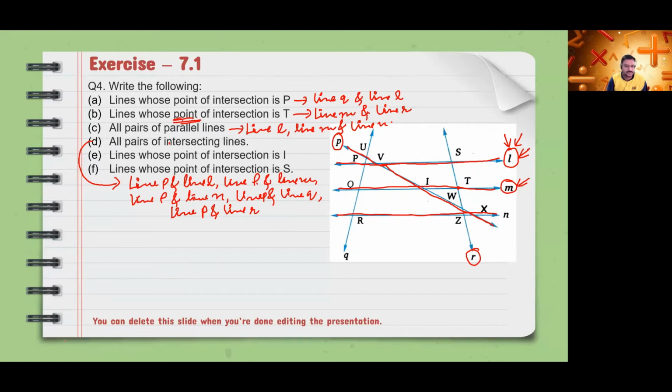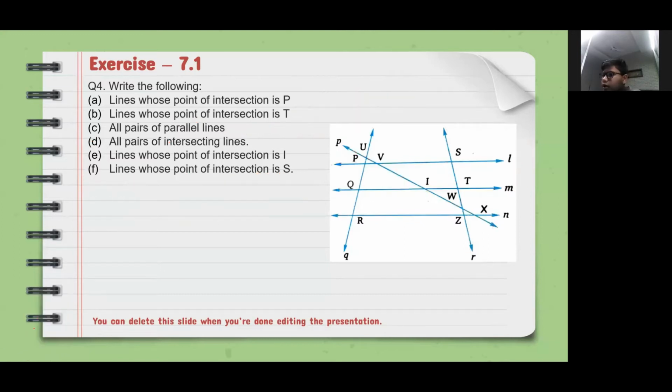Okay, next one. Who will tell me the next one? Yes, Gaurav. All pairs of intersecting lines. No. Lines whose point of intersection is L. Intersecting at L, not it's I, I guess. Yes, sir, I. Because the point is I, L is a line. So here they have asked for the point. Okay, so it is I definitely.